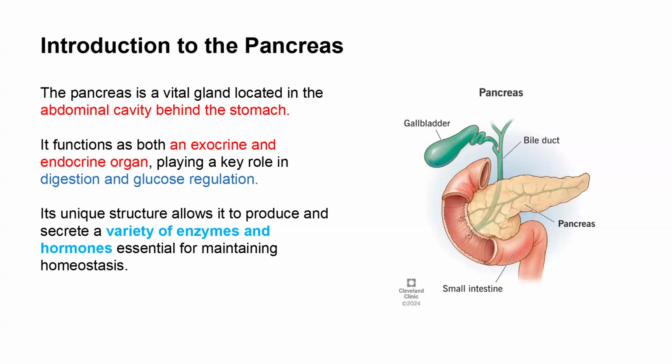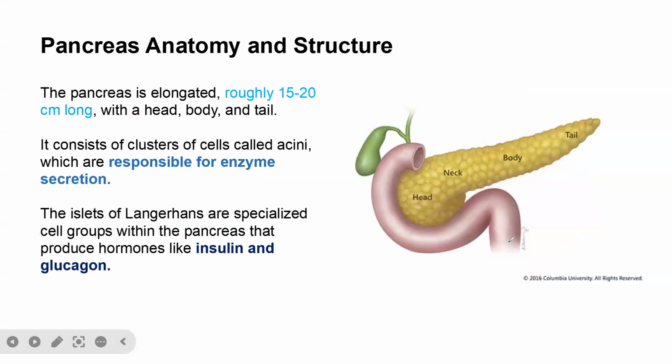As we can see, this is the structure of the pancreas. This is the abdominal cavity, and the pancreas is behind the stomach. This is where we are going to start talking about the structure. In the previous slide, we talked about its location.